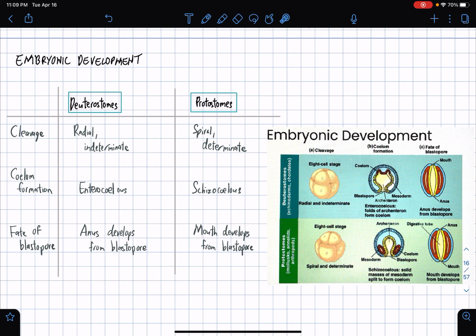For protostomes, basically mollusks, annelids, arthropods. Arthropods: spiders, tarantulas. Mollusks: seafood, basically. And annelids, again, earthworms. They all fall under protostomes. The mouth develops from the blastopore.